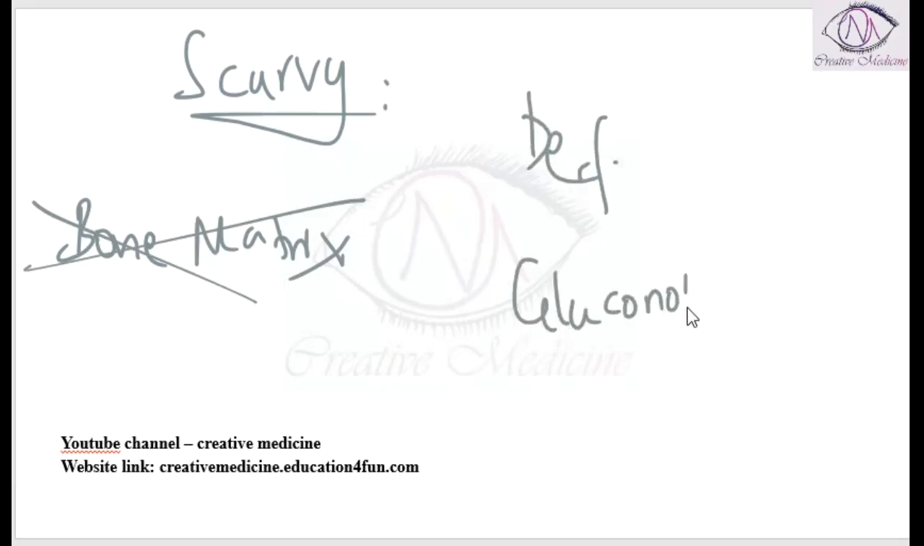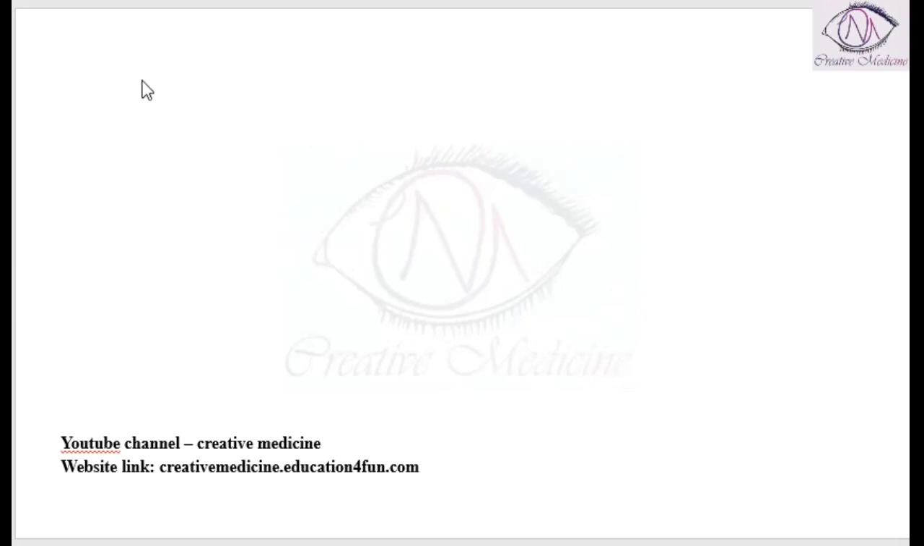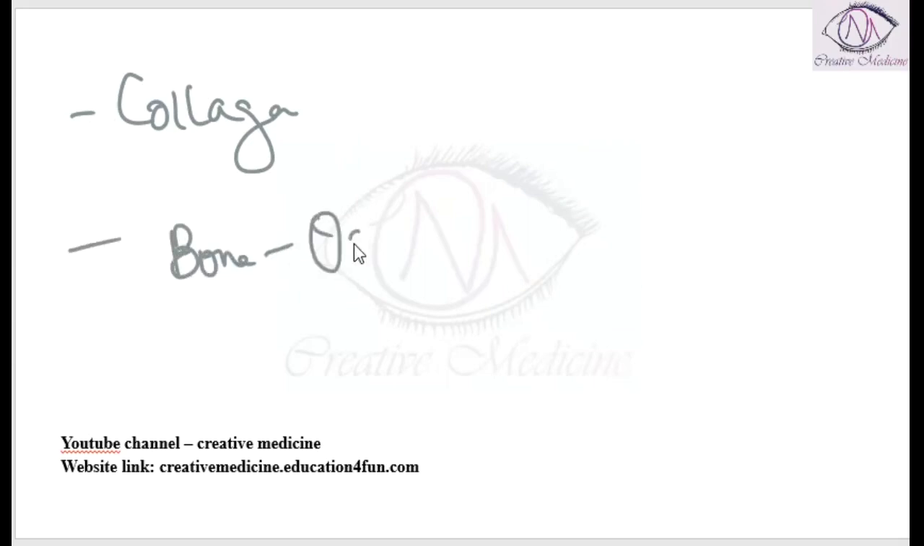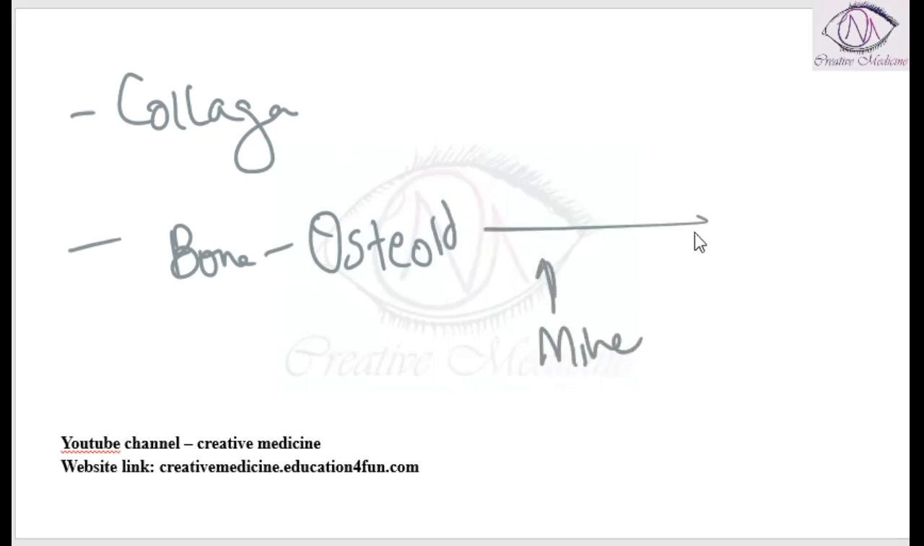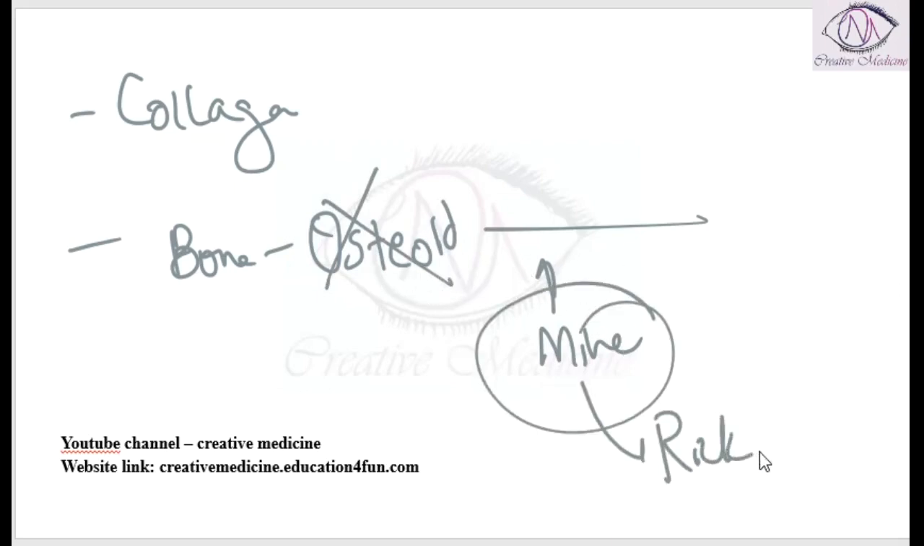Functions of vitamin C. Collagen synthesis is essential in the skin, mucous membranes, blood vessels, and bone. For bone formation, osteoid should undergo mineralization. Deficiency of vitamin C results in a defect in osteoid formation, whereas rickets, or deficiency of vitamin D, causes a defect in mineralization.